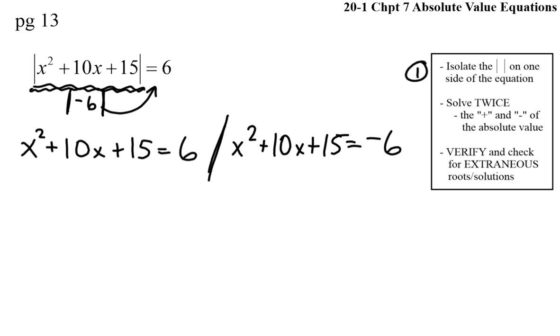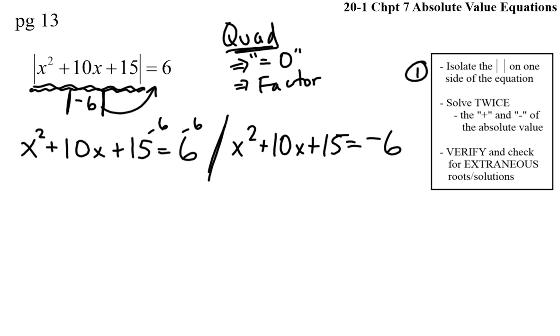2 equations to solve. Solving quadratics. Oh, I know it was a long time ago. To solve a quadratic, everything goes to one side, so we have equals 0. And then we can factor. That's how we solve quadratics. So we're going to subtract 6. We're left with x squared plus 10x plus 9 equals 0. And we factor.